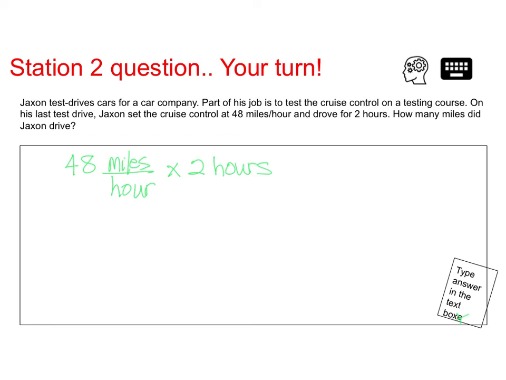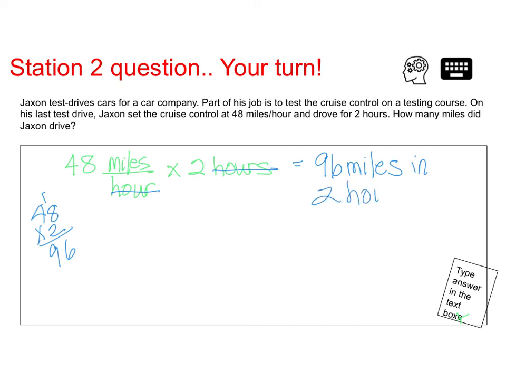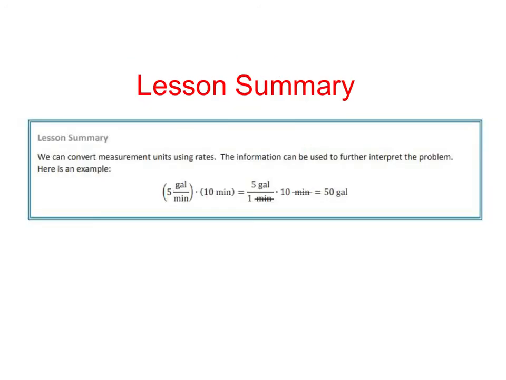So I'm going to cross out the like unit. And it's going to now tell me what is 48. I'll do my math. What is 48 times 2? There's a 16, there's an 8, and a 9. I get 96 miles in 2 hours. That is what I have. Okay, so then let's go to the next car.